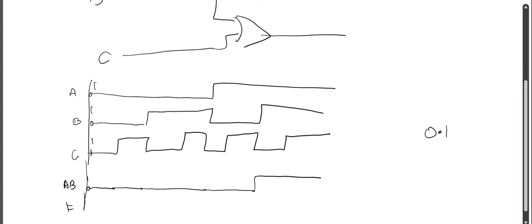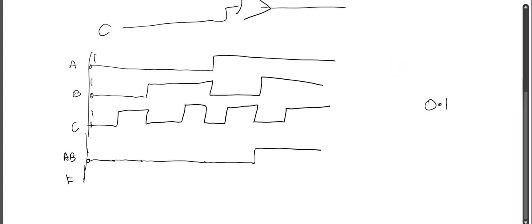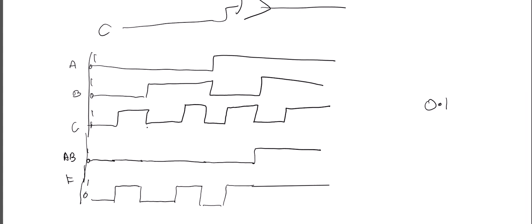Now F is the OR of AB and C. And so the OR can be 1 whenever either C is 1 or AB is 1. And so when I start, C and AB are both 0. But then right here, C becomes 1. But then right here, they both become 0. Right here, C becomes 1. And then they both become 0. And then C becomes 1. And then C becomes 0, but AB stays 1. So it continues on like that. So that's the timing diagram.